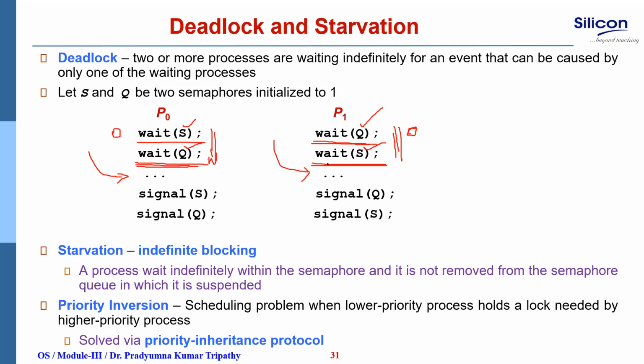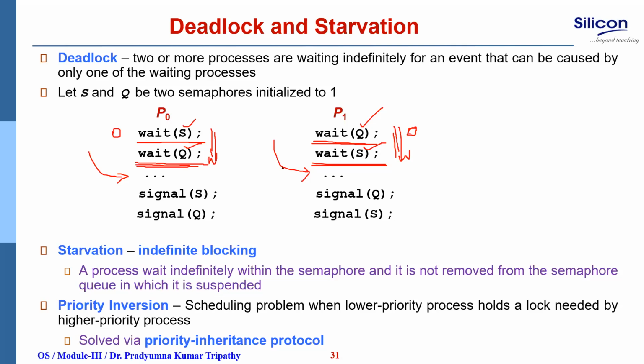Now P1 tries to acquire the lock over s. What is the value of s? 0. So it is also in waiting state. So both will be in the busy waiting state, and none of them can enter into their critical section. This situation is known as the deadlock. So if we are not using the wait functions properly, they may lead to deadlock.